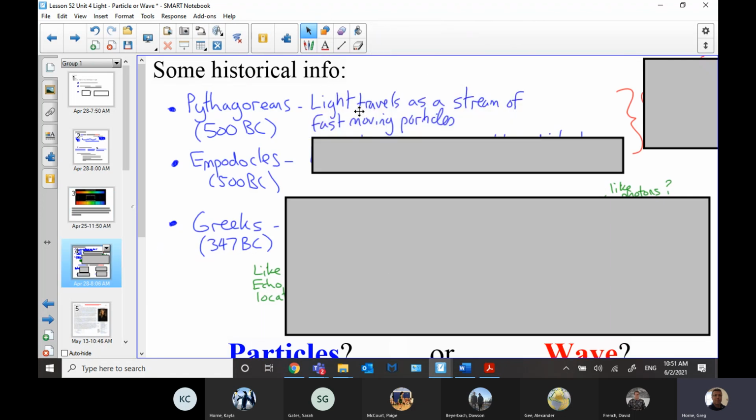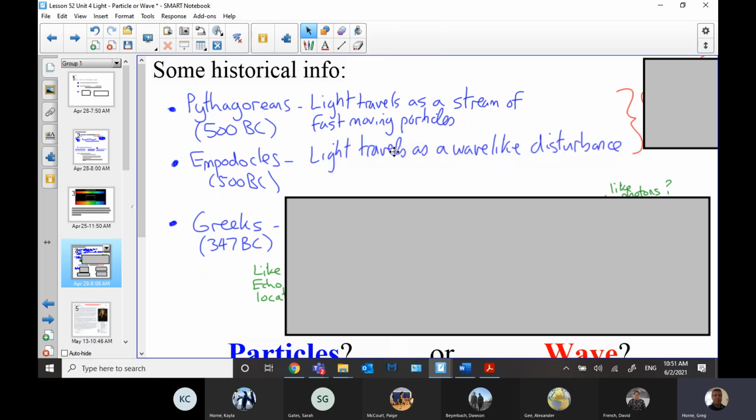So historical info, these different models we've had, I'm just going to blast through this. You've heard this lots of times, but maybe not actually. The Pythagoreans back in 500 BC thought of light as traveling as fast-moving particles, a stream of fast-moving particles. Empedocles, around that time, thought that light was traveling like a wave. So even back then, we had these two different ideas, and the debate basically began.